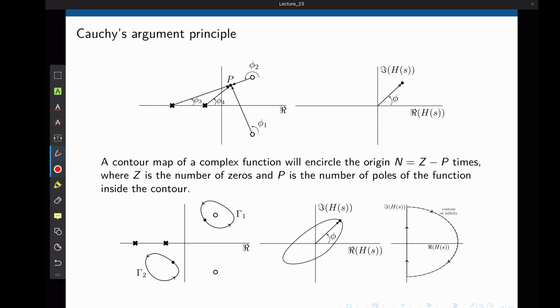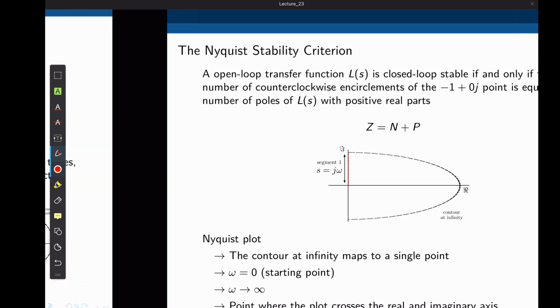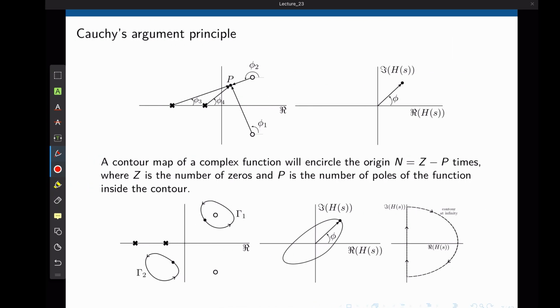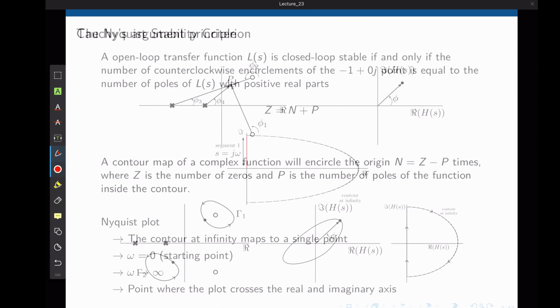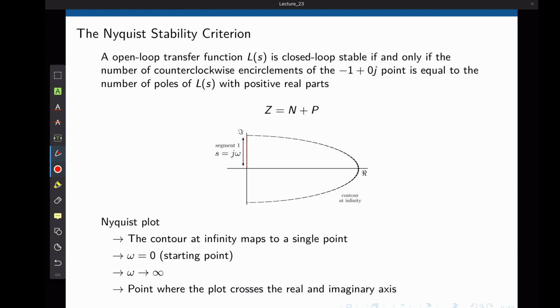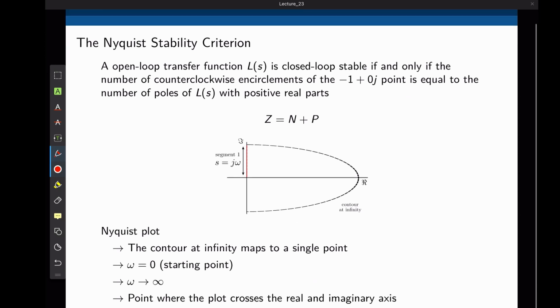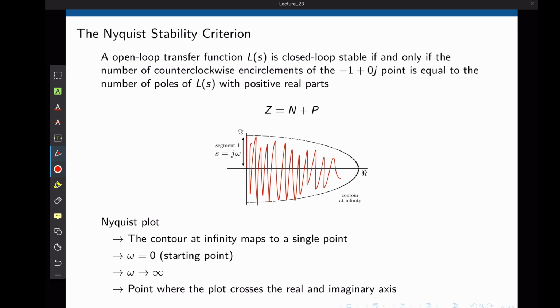We can thus state that a contour map of a complex function will encircle the origin n times, where n equals z minus p. Z is the number of zeros and P is the number of poles of the function inside the contour. Now, how do we apply this to assess the stability of a closed loop system? Well, we can simply define this contour in a way that it encompasses the entire unstable region, and the unstable region is simply the entire right side of the S-plane. If there are any poles or zeros inside of the unstable region, we'll see encirclements of the origin.